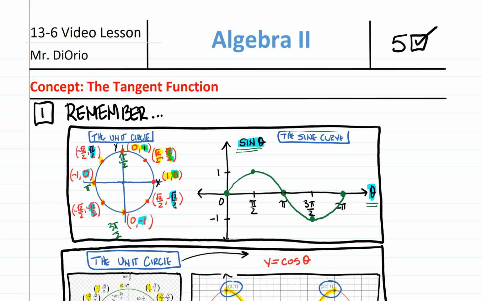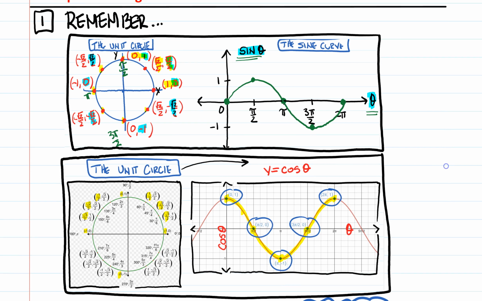Welcome to 13.6 Algebra 2 video lesson, and the concept here is the tangent function, and there's 5 boxes for us to talk about. So I'm going to talk about box number 1.